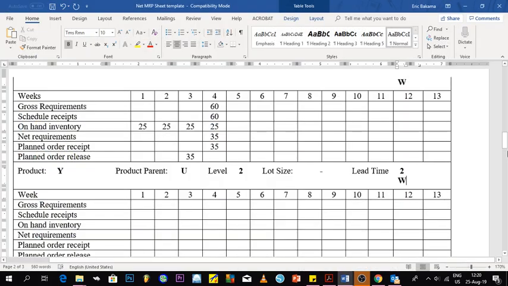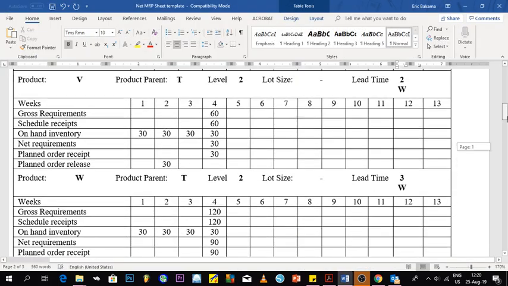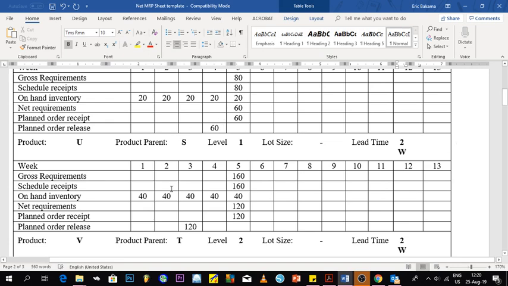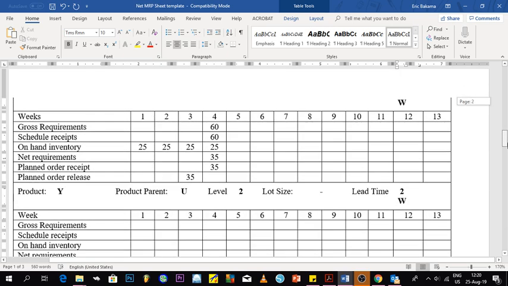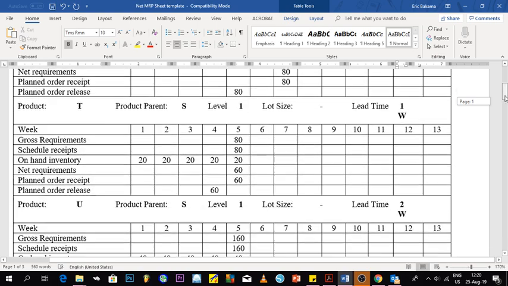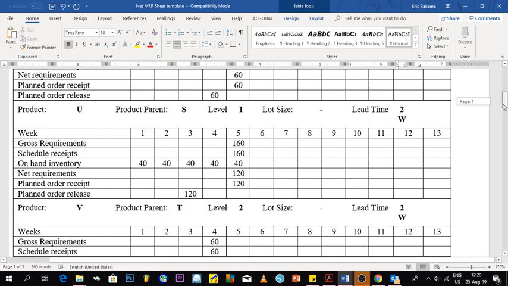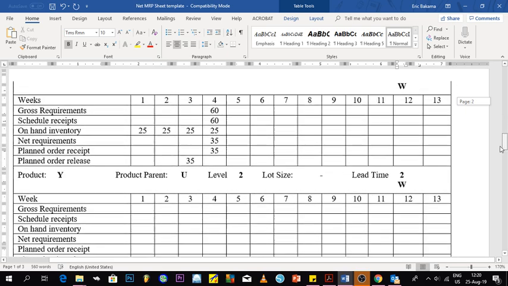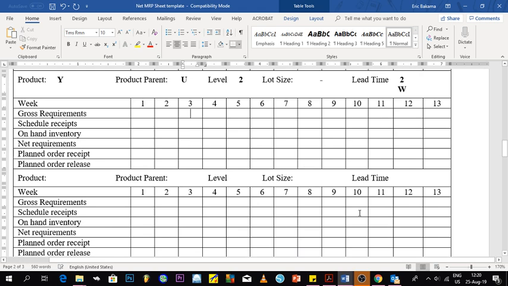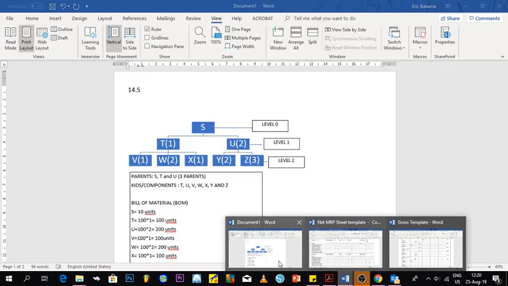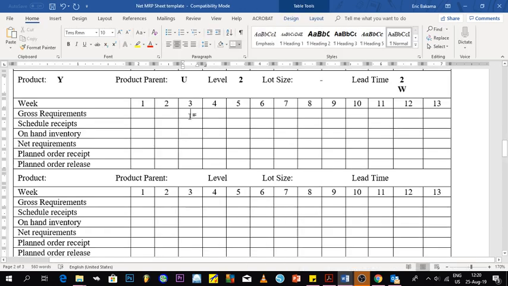So we look at U. U is in week 3 and it's 120. So we'll get 120. Let me check again. So it's 120 in week 3. We go back here in week 3, we got 120, and according to the table we get 120 times 2. So 120 times 2 is 240. 240 in this week again.